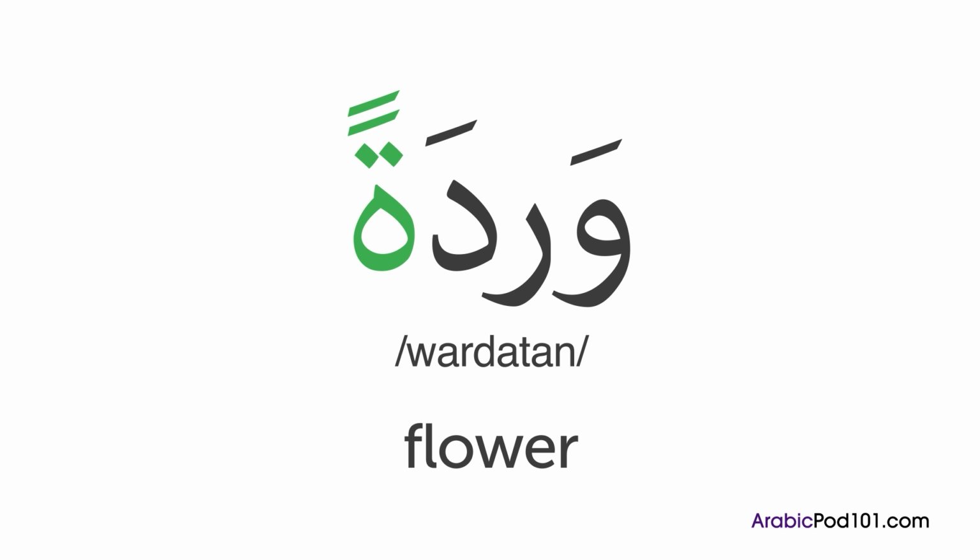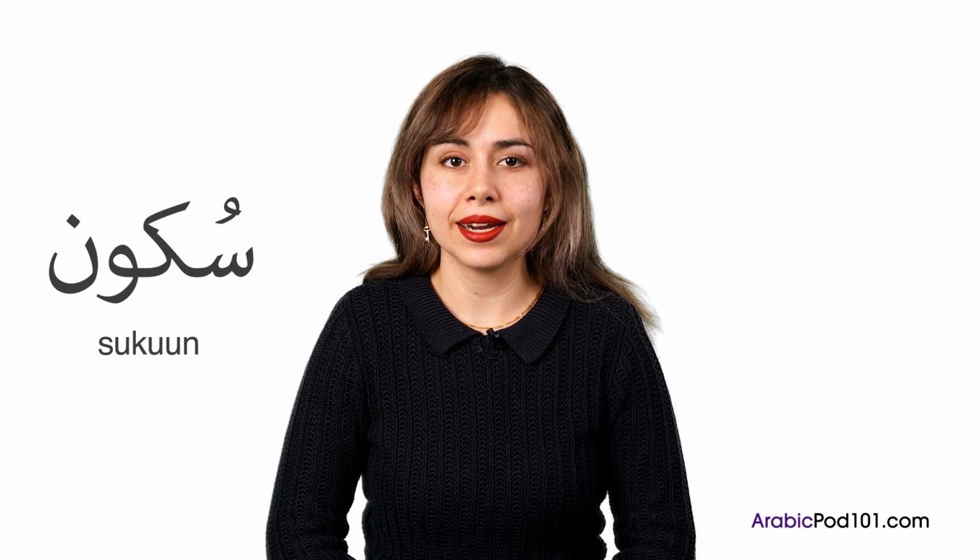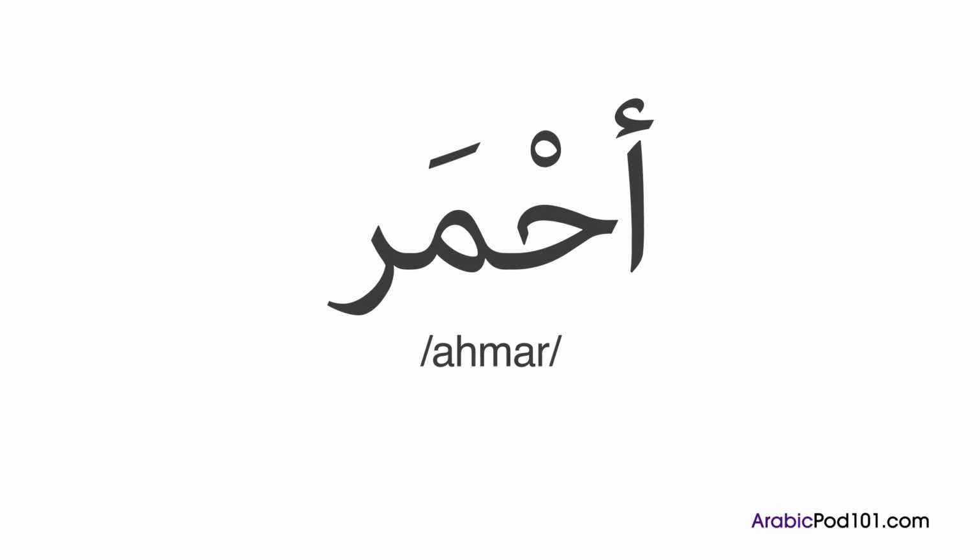Notice how the Ta Marbuta is pronounced as a T in this word. Having tanween is one of the cases in which Ta Marbuta is pronounced as a T because the vowelling of the letter is pronounced. There is also a vowelling sign that means the letter containing it should be pronounced without any vowelling. It's called the sukun, and it looks like this. Ahmar, which means red. And as you can see, there's a sukun over the ha because it has no pronounced vowelling sound, no dhamma, fatha, or kasra.